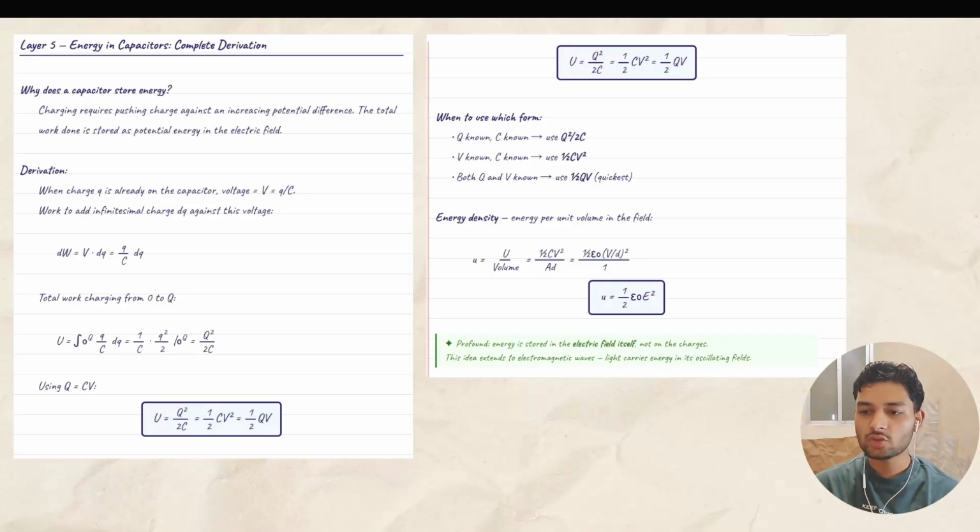So we have half CV square by AD equals half epsilon naught (V by d) whole square by 1. So U equals half epsilon naught E square. So profound, energy is stored in the electric field itself, not on the charge. This idea extends to electromagnetic waves. Light carries energy in its oscillating fields. Okay, so this was about the energy density and how we're going to use the energy formula for capacitance.